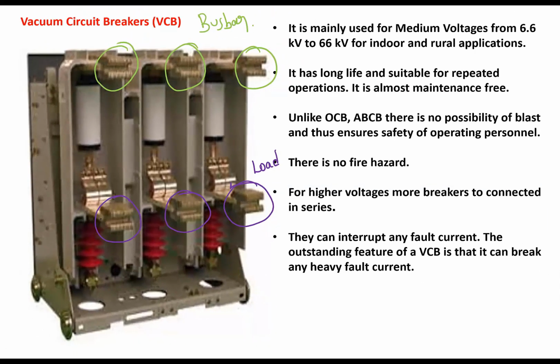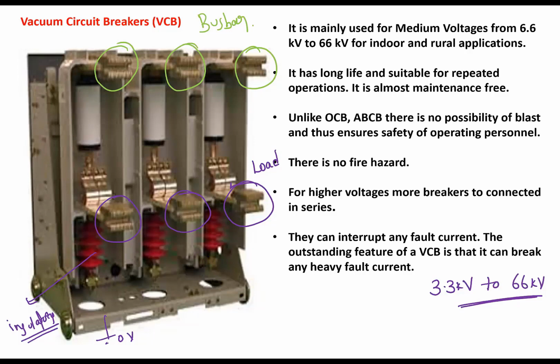The red parts are the insulators, because usually the vacuum circuit breakers are used from 3.3 kV to any high voltage up to 66 kV. This outdoor cubicle is at ground potential. So to insulate the high voltage contacts, we use the insulators. The red portions are the insulators. Understand?